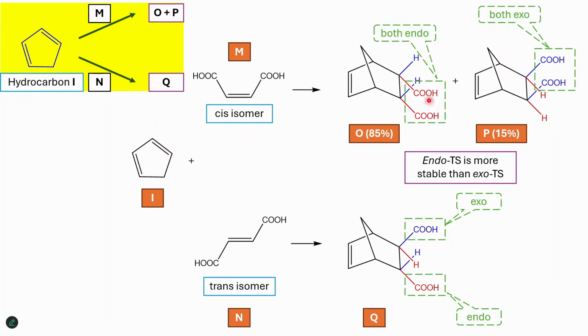But here O is going to have both groups endo, because O is the major product, 85%, and P is the one that's going to have both groups in the exo position, because it's the minor product, just 15%.